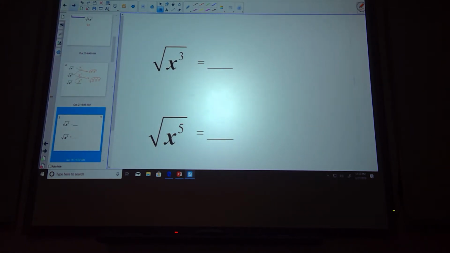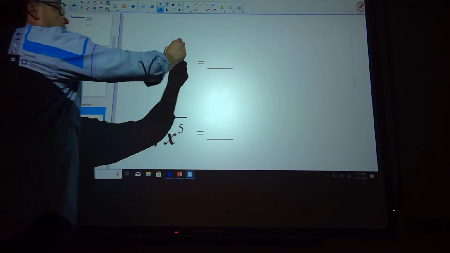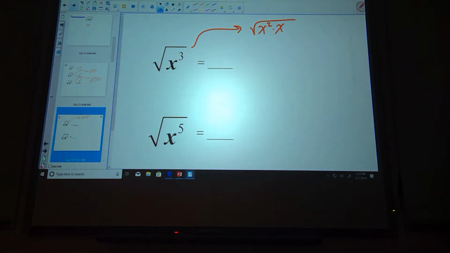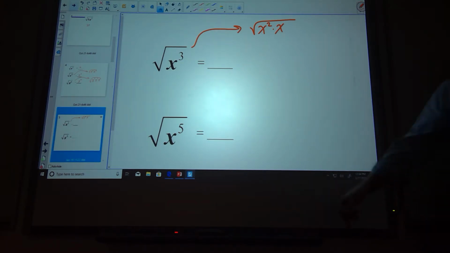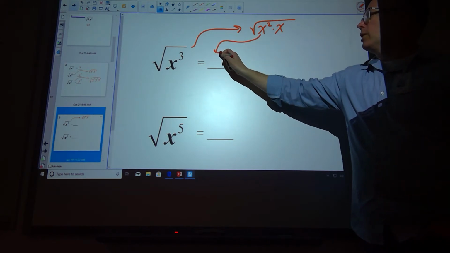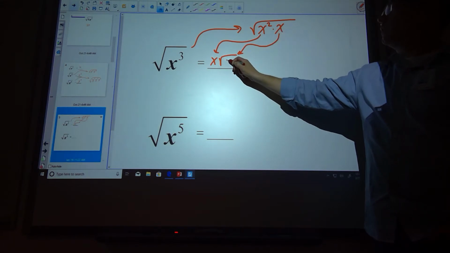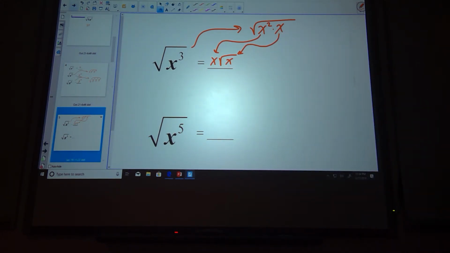Okay. This one changed a little bit. Do you think x to the third is a perfect square? No. But let's think about what this could be broken down to. Could I break this down to this? Yes. What's my perfect square in there? X squared, right? So what's the square root of x squared? So x comes down. And then what do I have left behind? X. X root x, or x squared x.